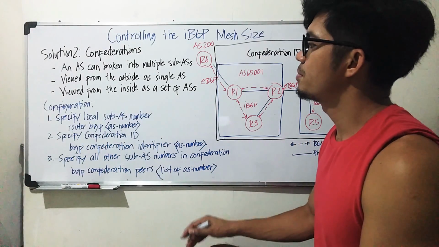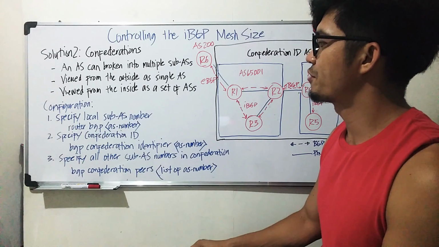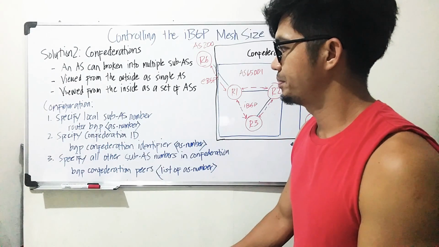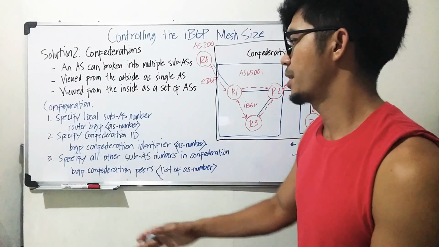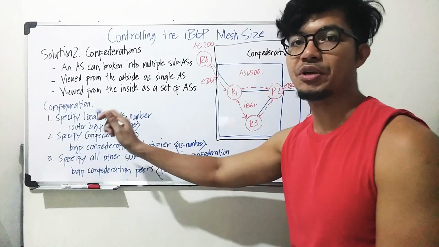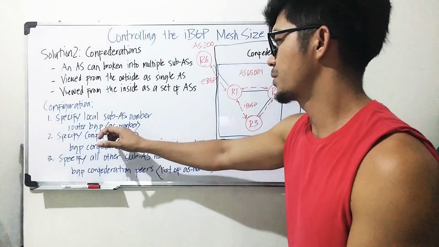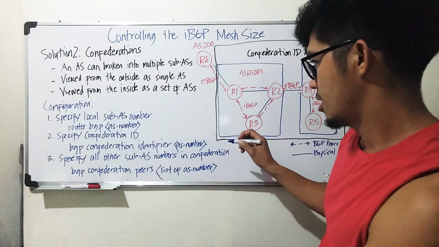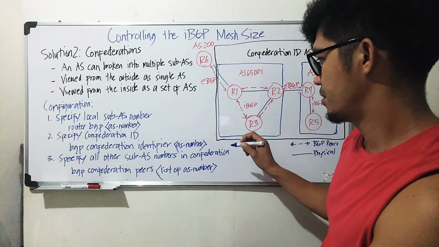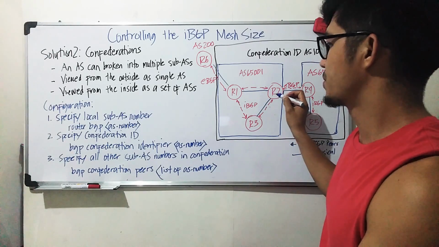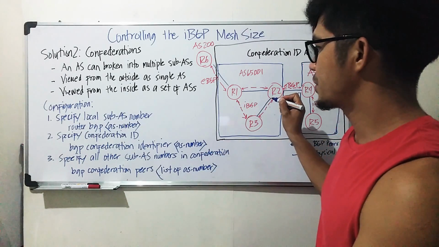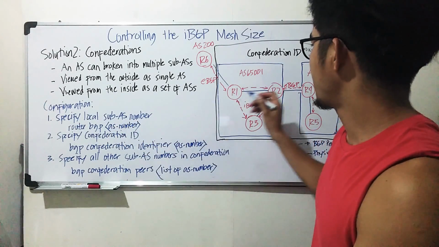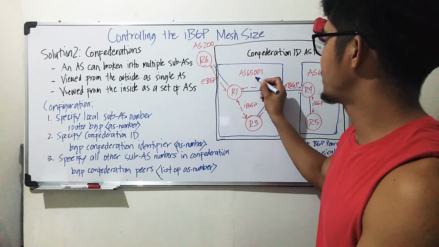So let's talk about how we can configure confederation. Basically, this is the normal BGP configuration. You just have to specify your local sub-AS number. For example, we are trying to configure R2. We go into global configuration and type router bgp, and the AS number is 65001.